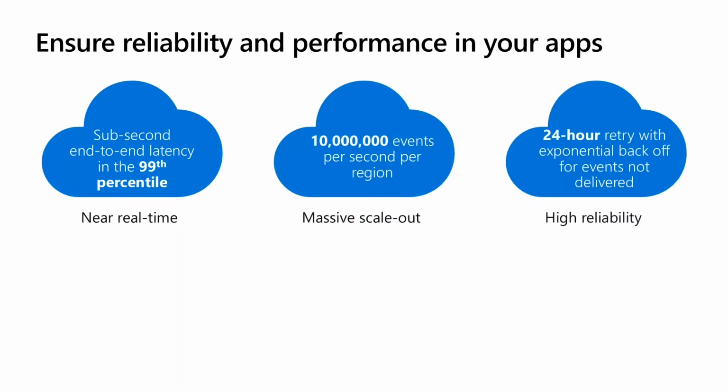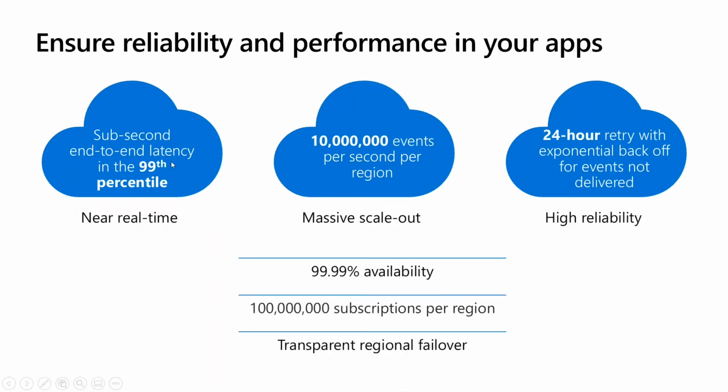So the most important thing to remember here is really you have 99.99% availability with Event Grid, 100 million subscriptions per region per day, 10 million events per second per region, and you have transparent regional failover. So you could have an event grid that's running in North America and one in Australia and Europe, and if one of those fails, for whatever reason, it's going to fail over to the other one.